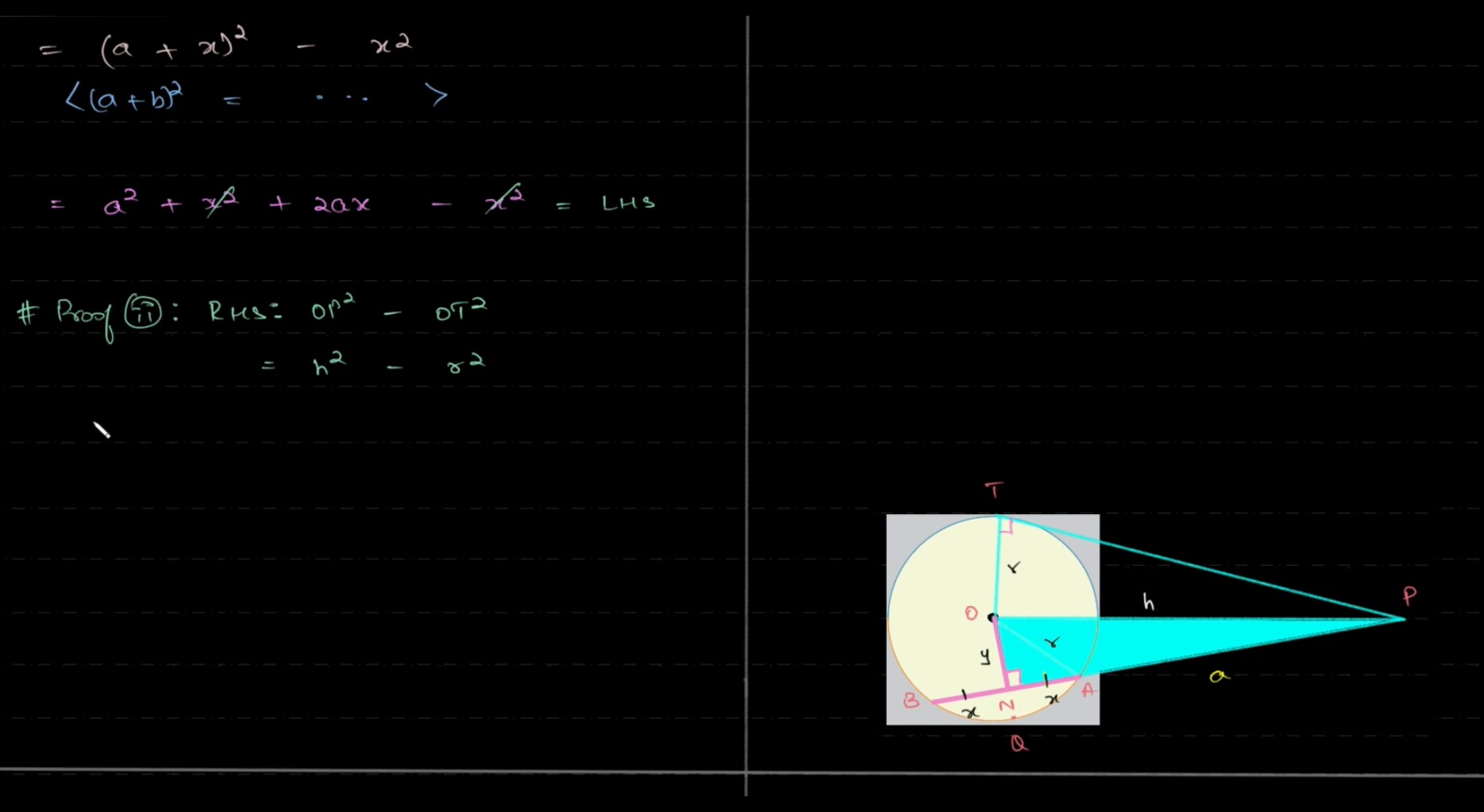Hypotenuse square from triangle OAN. So in triangle OAN, what do we have? We have hypotenuse square is equal to y square plus (a plus x) the whole square. We can expand it or just keep it. Let's just keep it.